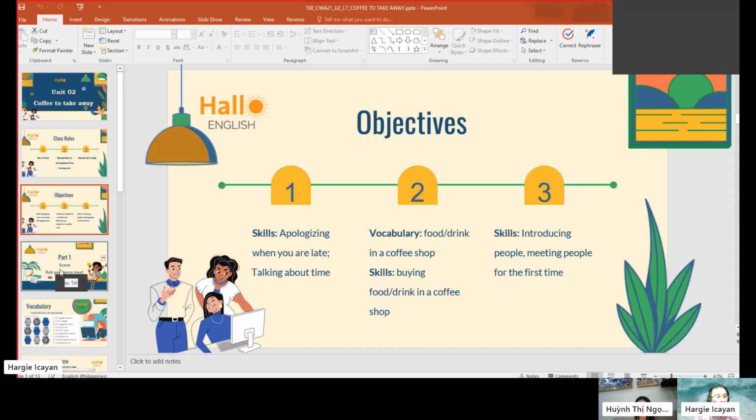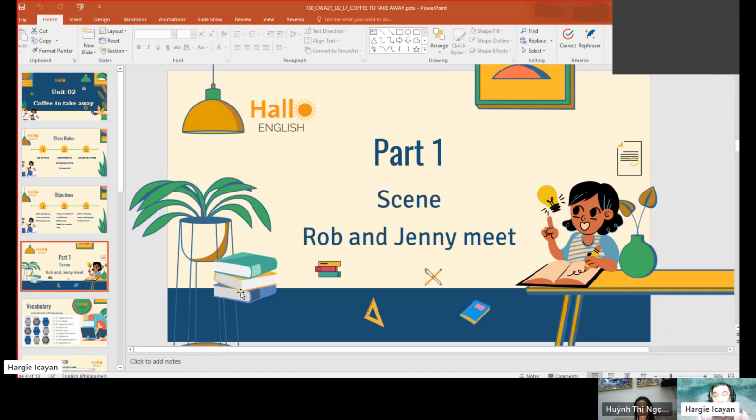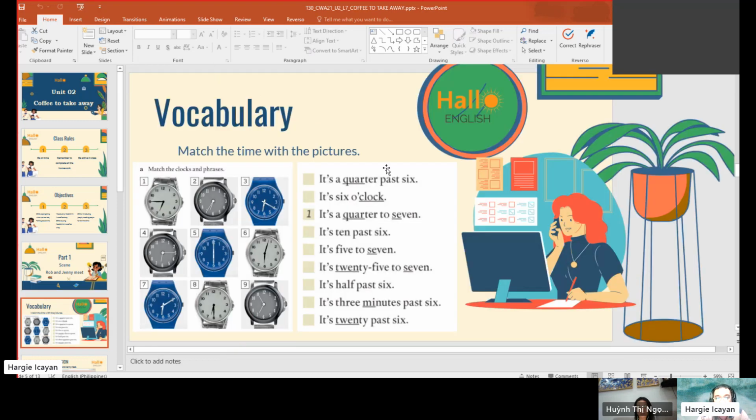Okay, now for part one, Bich, this one is for the scene. So Rob and Jenny are going to meet. But before that, let's first review the vocabulary. Let's try to match the time with the pictures. Picture number one is a quarter to seven. Okay, so that's number one.